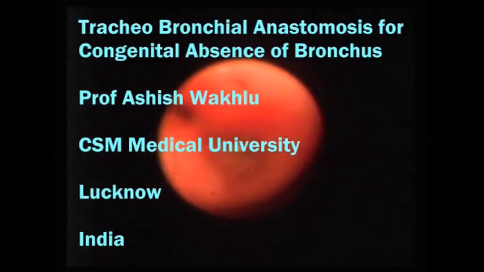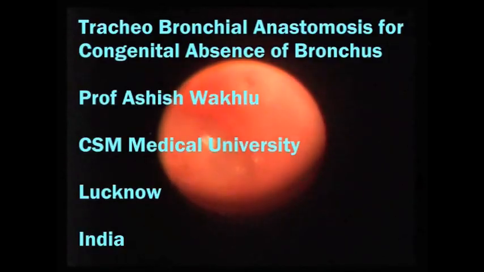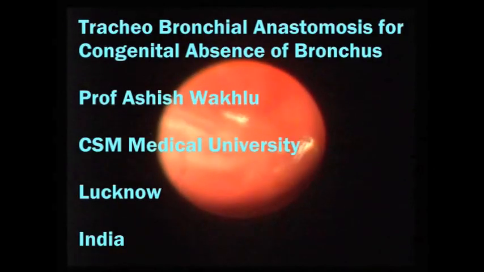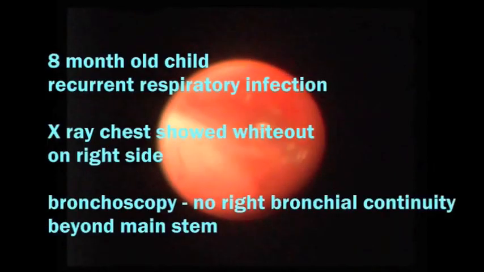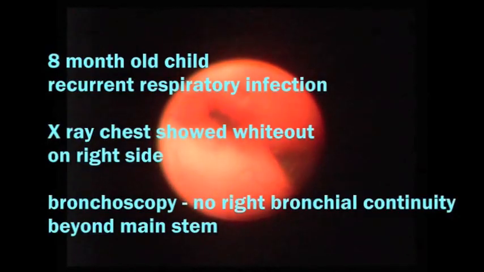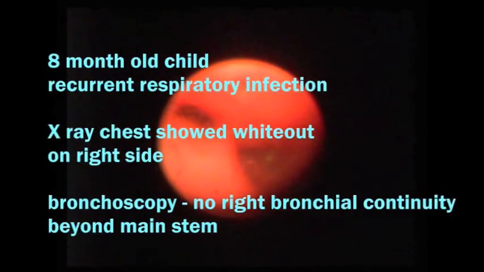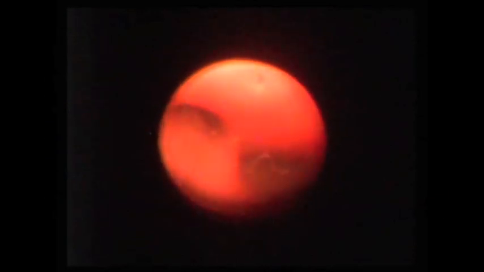This video demonstrates the technique of tracheobronchial anastomosis for congenital absence of the right bronchus. The patient was an 8-month-old child who had a complete whiteout of the right lung, and there was no bronchial continuity seen on the right side on bronchoscopy. A diagnosis of congenital absence of the right main bronchial stem was made, and surgery was planned to attempt to restore the continuity of the right bronchus.